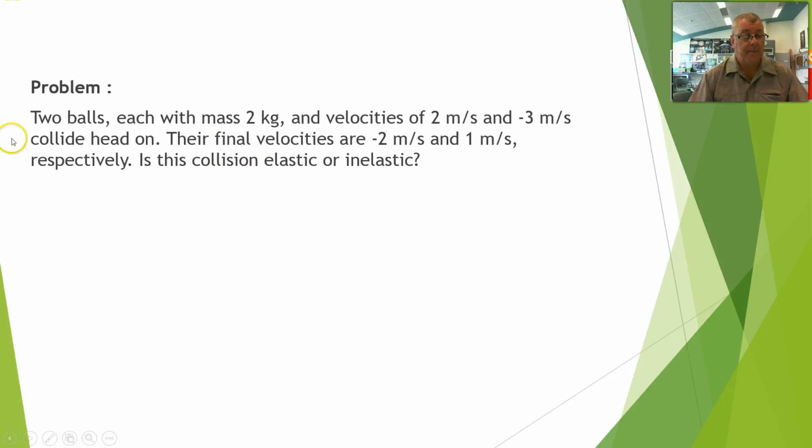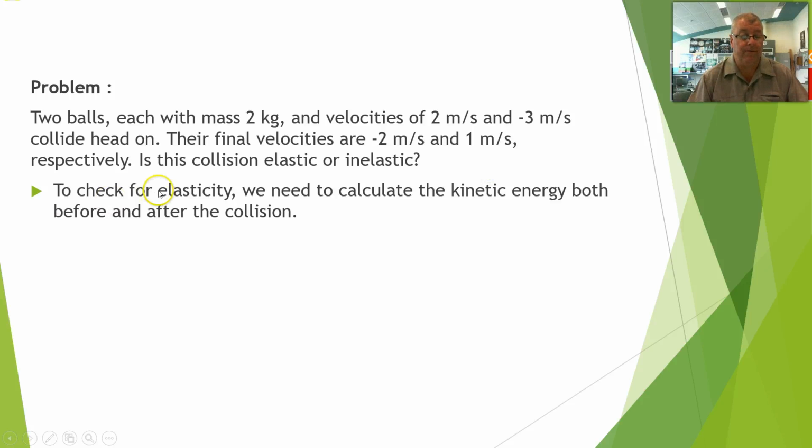Here's some numbers. Two balls, each with mass 2 kilograms and velocities 2 meters per second and minus 3 meters per second collide head-on. Their final velocities are minus 2 meters per second and 1 meter per second respectively. Is this collision elastic or inelastic? Now, you might be able to already guess that it should be an inelastic collision because these velocities are equal but opposite to these velocities. But we need to verify that. The momentums will be conserved, but the velocities will not be, and the kinetic energy will not be.